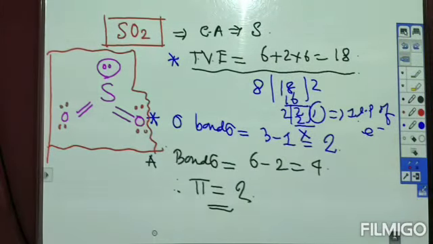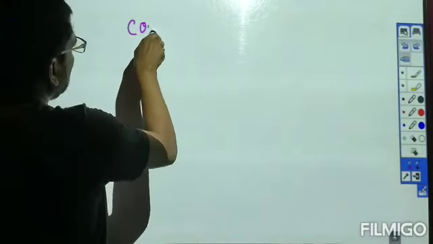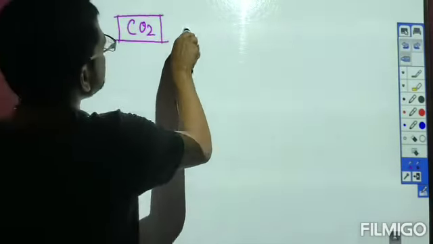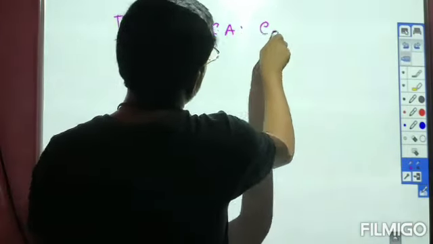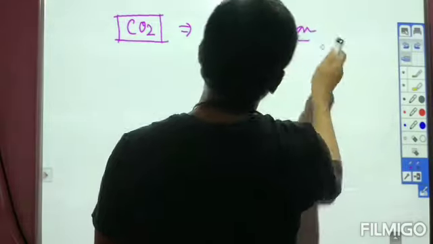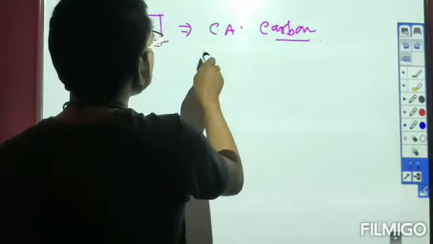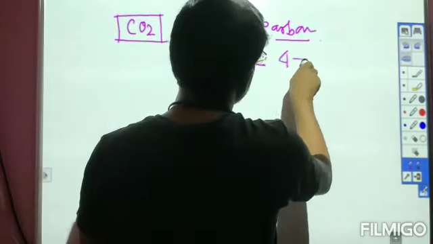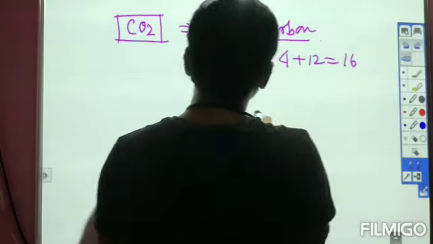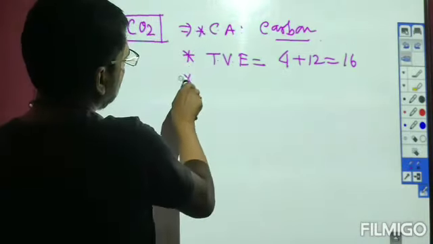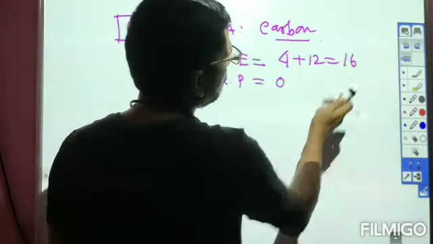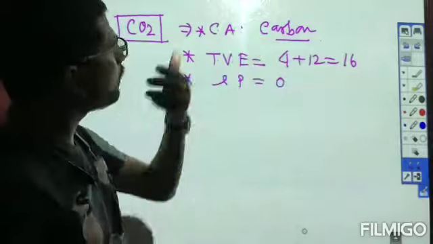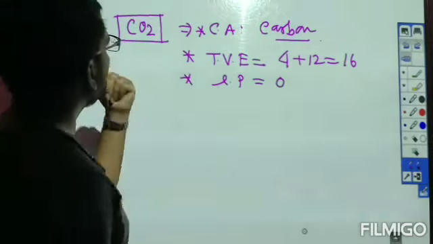How about carbon dioxide? Carbon dioxide, CO2. Central atom: carbon. Total valence electrons: 4, 12, 16. Lone pair of electrons? No lone pair of electrons because it is a multiple of 8, right? There is no lone pair of electrons on carbon.